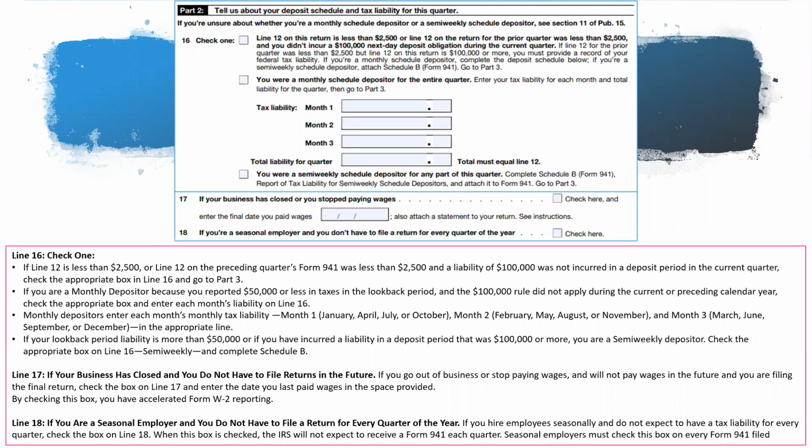If you are a semi-weekly depositor, you're going to check that box, and then you have to complete Schedule B and also file that with your Form 941. And we'll look at Schedule B in a little bit.